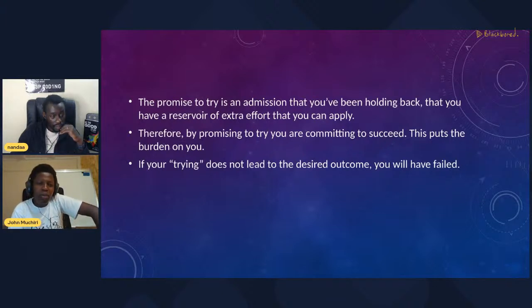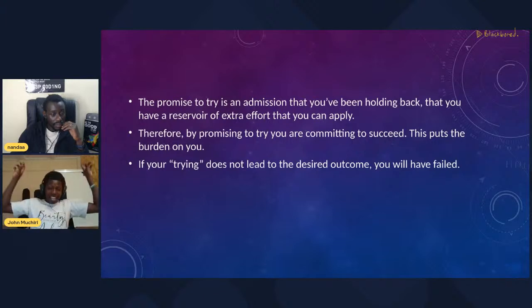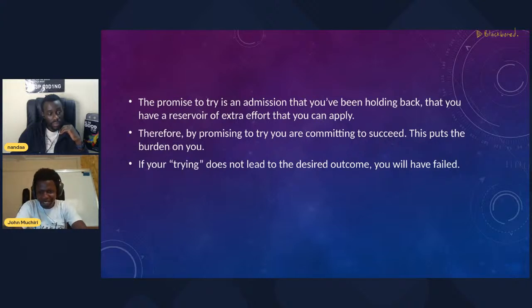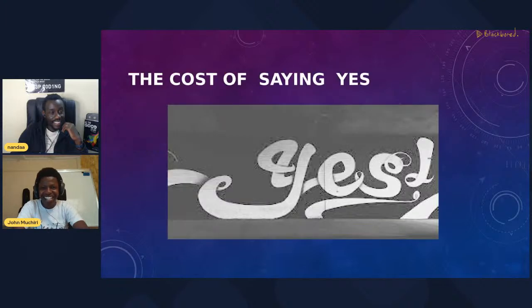This puts you on the burden. You're on the line. So if you're trying in quotes, because you said you're going to try, does not lead to the desired outcome, you will have failed, or you become a failure. That is the danger of saying I will try. So I hope you're learning.